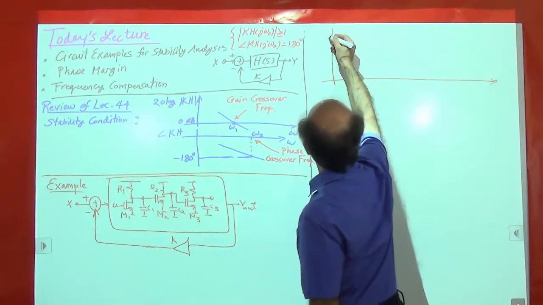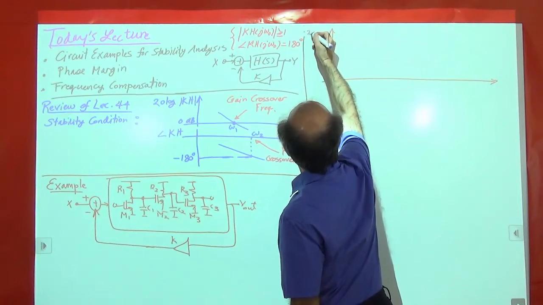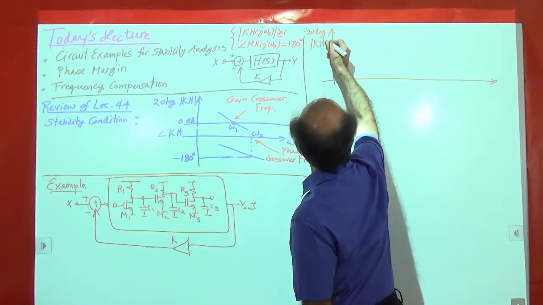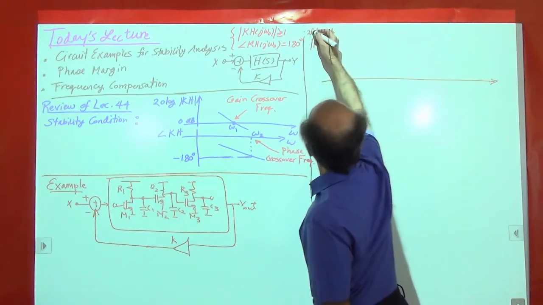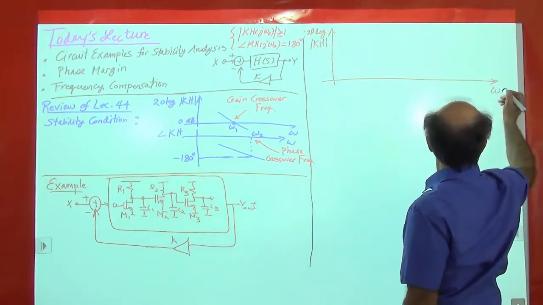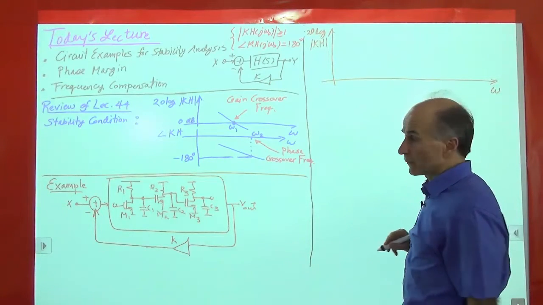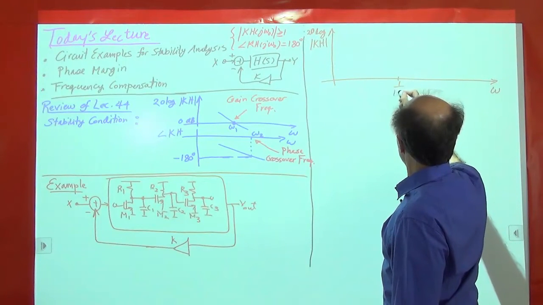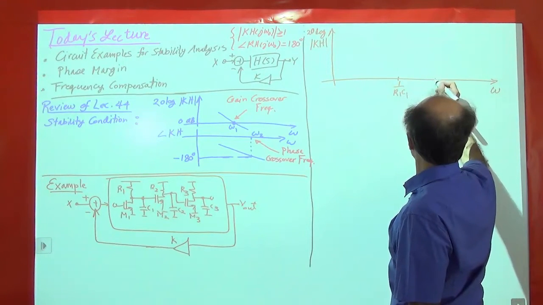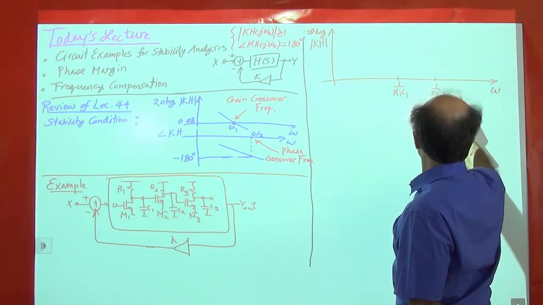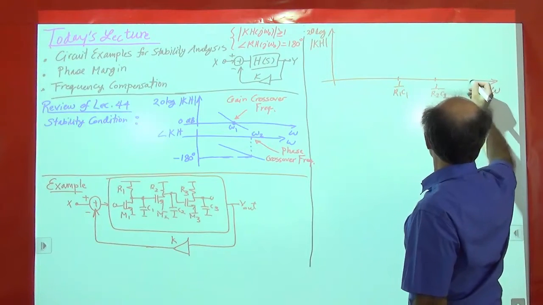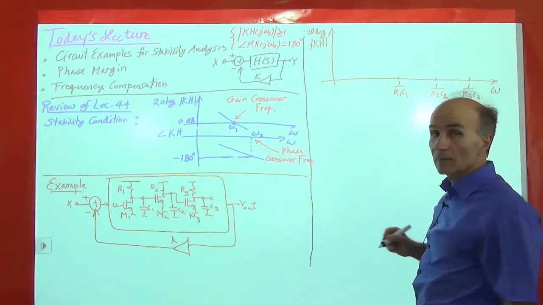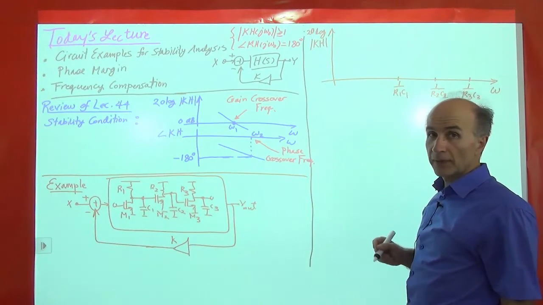I will plot 20 log of the magnitude of KH as a function of omega. I have three poles, so they have some values. So let's say, for example, we have 1 over R1 C1. That's the first pole. That's the second pole. And that's the third pole, 1 over R3 C3. So we want to plot the magnitude.